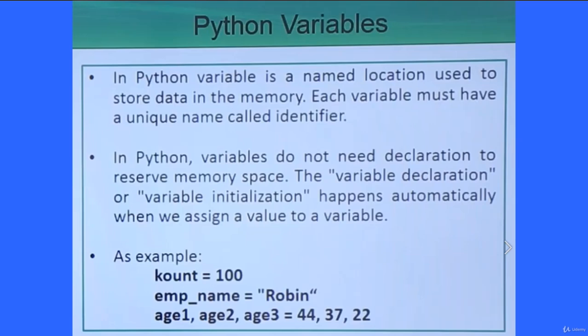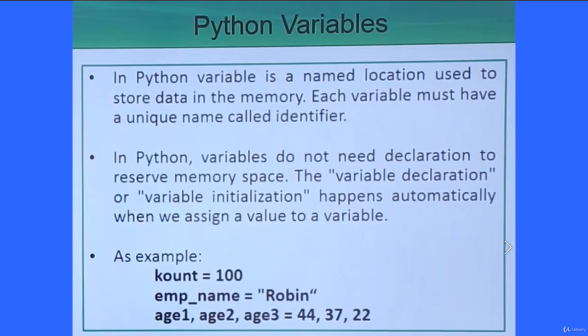The variable declaration and the variable initialization can be done in the same statement. Here you see count is equal to 100, emp_name is equal to Robin, and age1, age2, age3 is equal to 44, 37, 22. In this line, the variables age1, age2, age3 have been defined and initialized, and since we put integer values, the variables will have the data type integer.